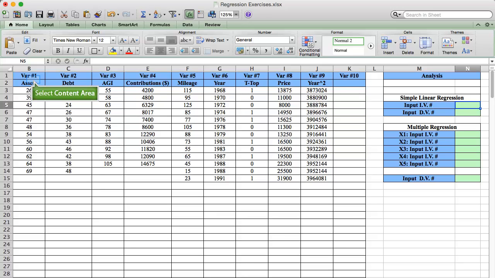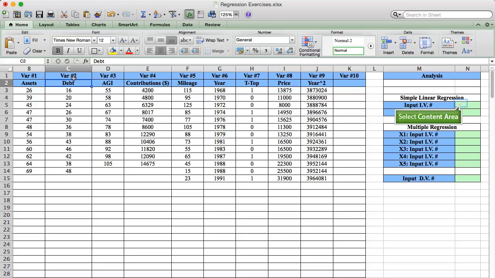Let's begin by looking at some new data. Variables 1 and 2 show an accounting problem. The accounting firm is trying to see if the amount of assets is a good predictor of long-term debt. So the first thing that we would like to do to examine that relationship is use our scatter plot to see if there is a linear relationship between assets and long-term debt.